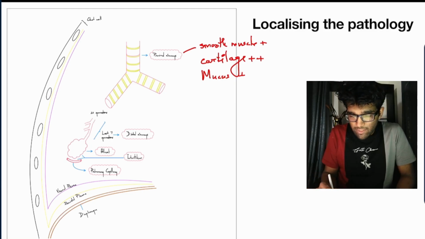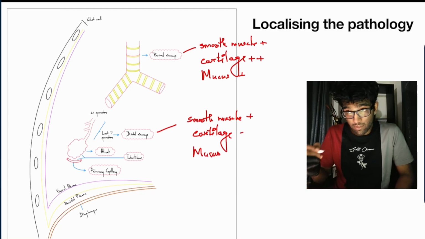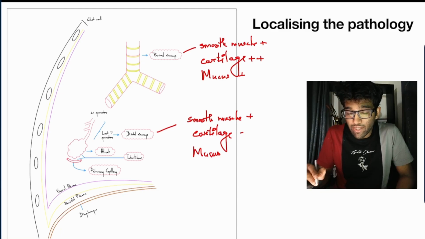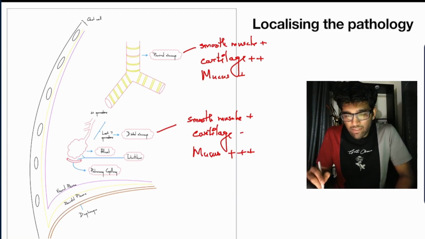Okay, the distal airway, on the other hand, has a similar amount of smooth muscle. Okay, no cartilage, and has got a lot of mucus producing glands, and additionally a specialized cell called the Clara cell, which actually produces mucus. So it can produce a lot of mucus. Okay, so as we'll see subsequently, this is relevant to the symptomatology localization.